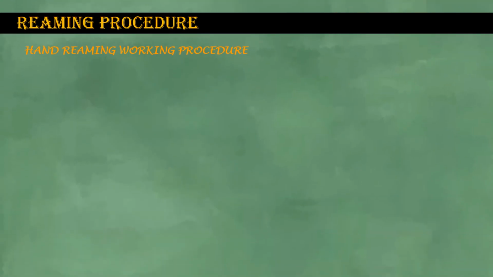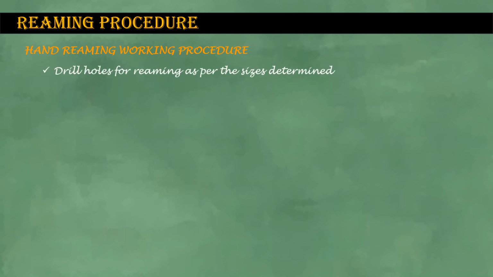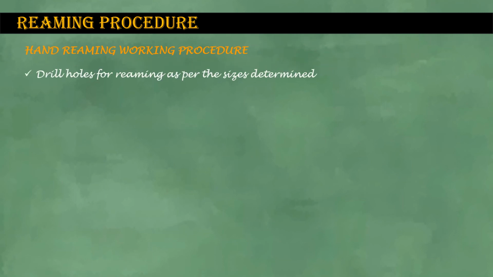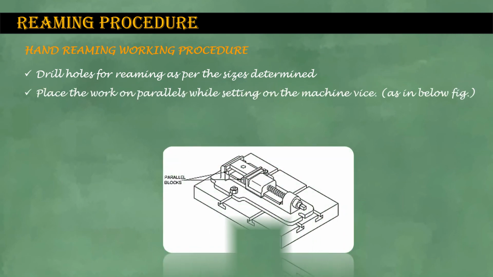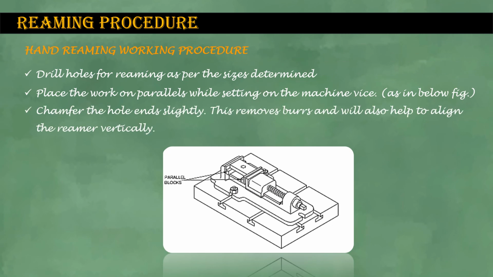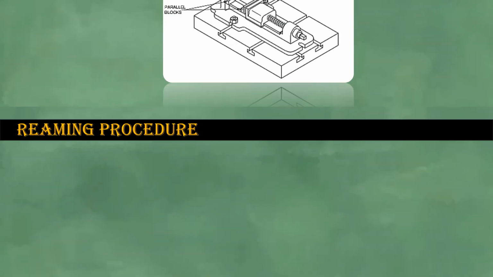Hand reaming working procedure. Drill holes for reaming as per the sizes determined. Place the work on parallels while setting on the machine vise, as in below figure. Chamfer the hole ends slightly. This removes burrs and will also help to align the reamer vertically. As in below figure.